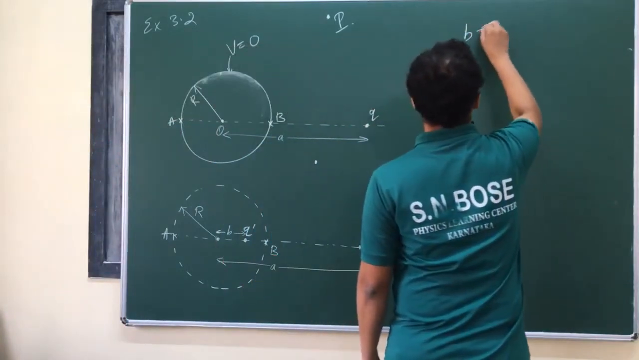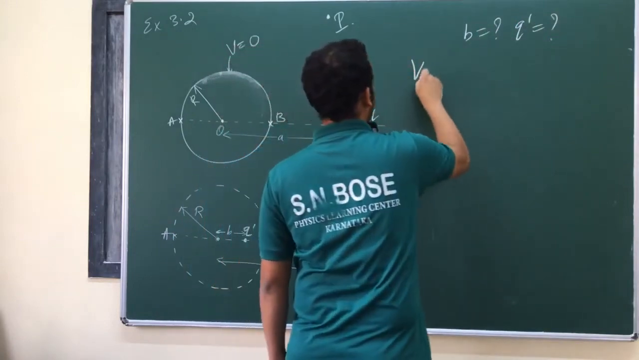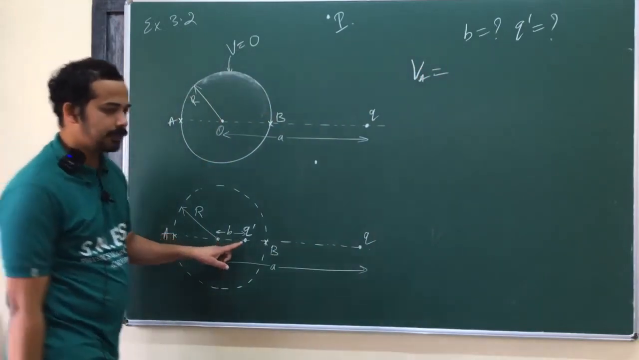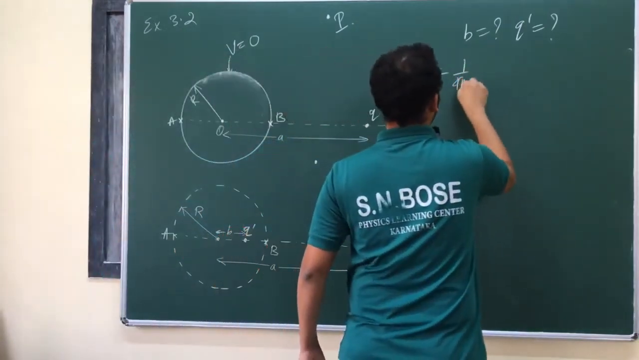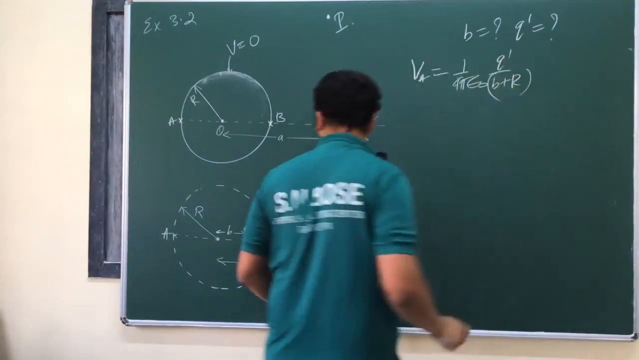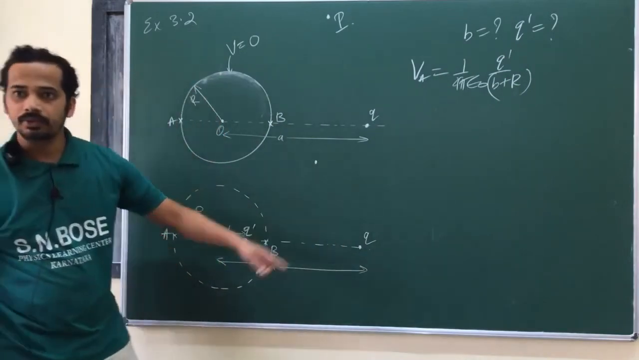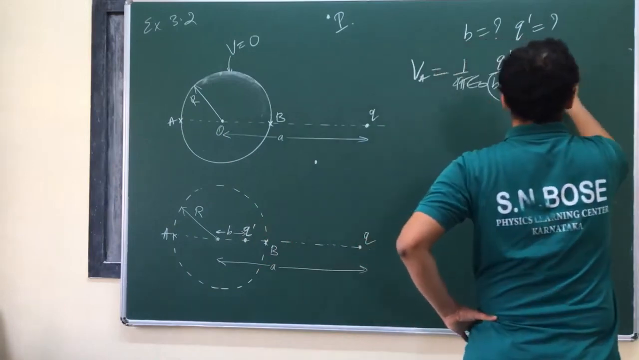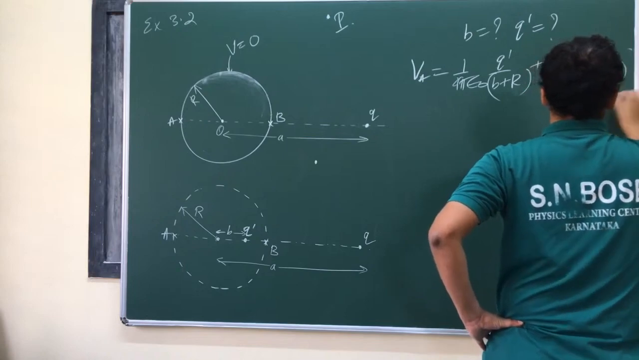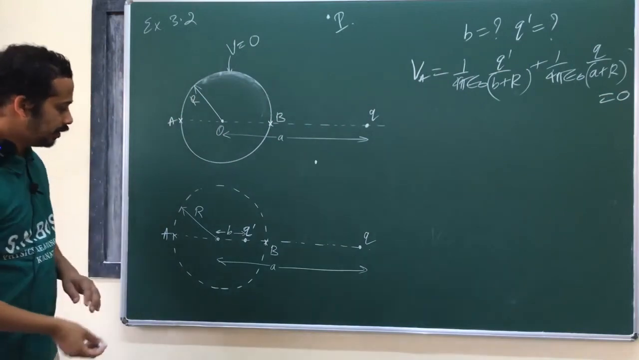What is the potential at A? It is at a distance B plus R from Q prime. So 1 by 4 pi epsilon naught, Q prime divided by B plus R. This point is at a distance A plus R from that Q. Plus 1 by 4 pi epsilon naught, Q divided by A plus R, equal to 0. One equation I got. 4 pi epsilon naught you can cancel out.